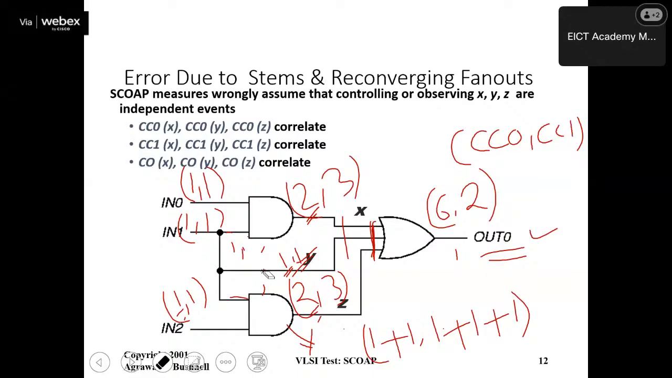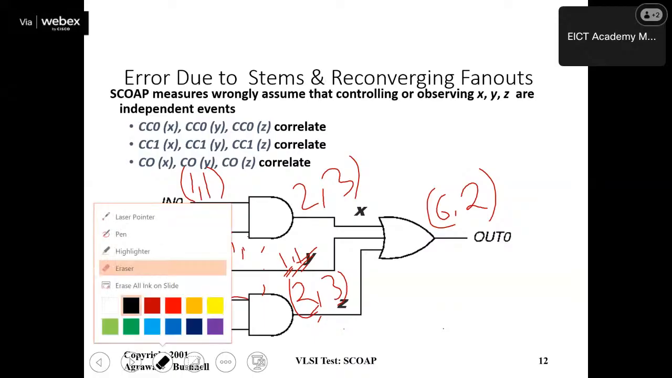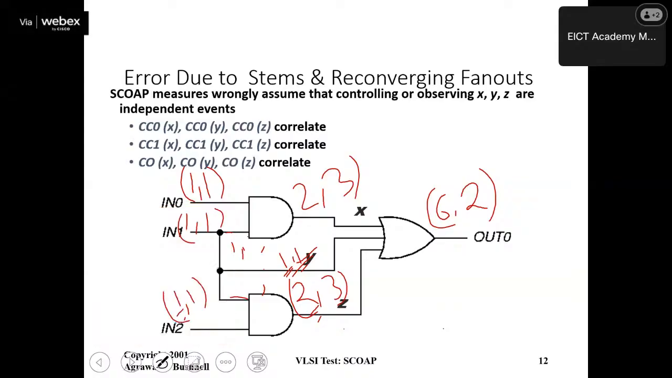So let me take it in this way. Yeah, now it seems to be good. Now we have to calculate CO. We have to calculate CO. So let me change the pen so that we can calculate CO with different pen. So for CO calculation, we will be assuming that the CO for this is 0. Okay. Now we have to backtrack.